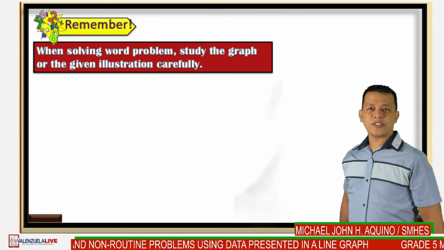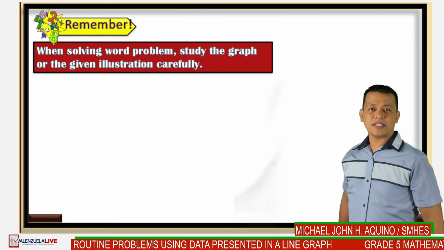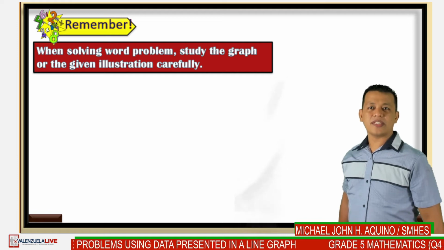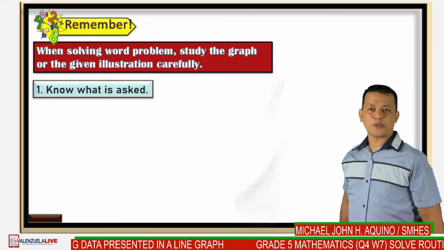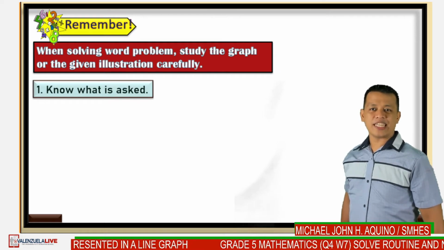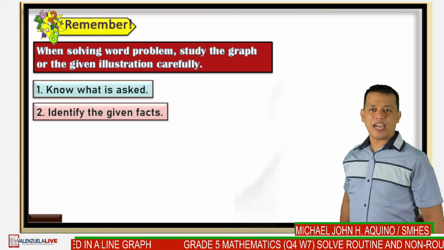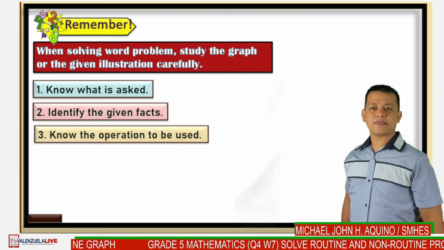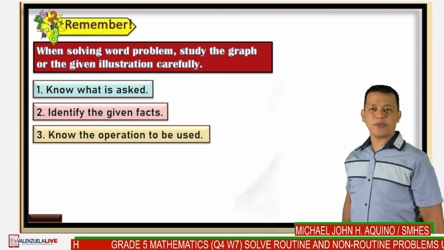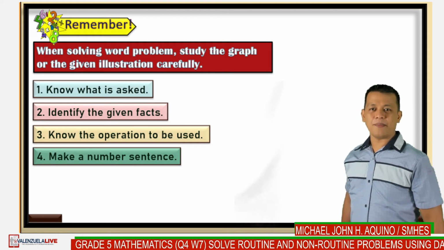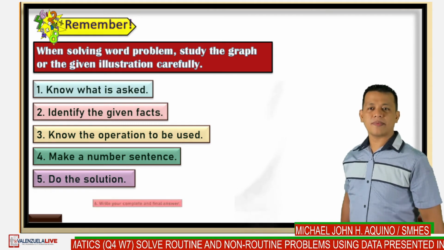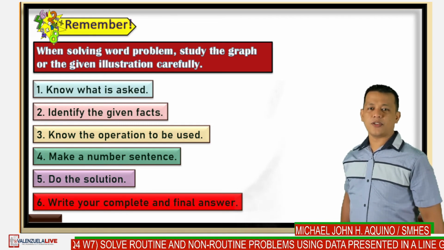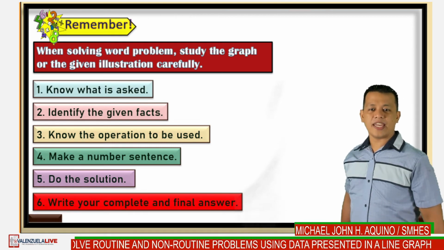Remember, when solving a word problem, study the graph or the given illustration carefully. Then to solve it, we need to know what is asked, identify the given facts, know the operation to be used, make a number sentence, do the solution, and write your complete and final answer.